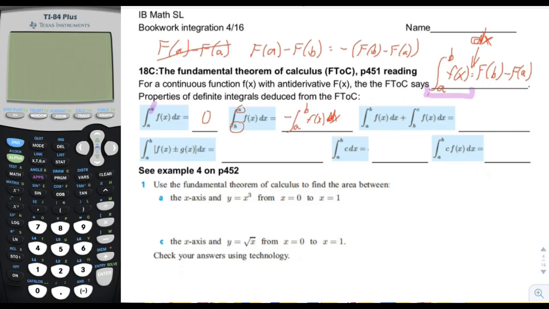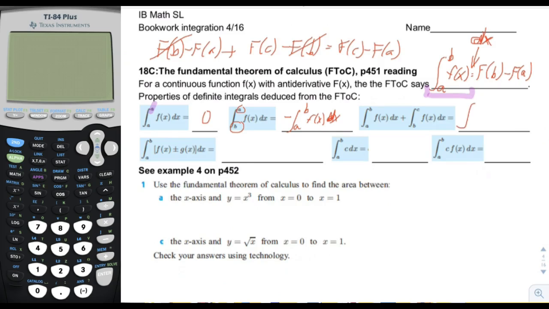Now the next one has the integral from a to b, and then adds it to b to c. If you look at this, that's equal to f of b minus f of a plus f of c minus f of b. Then you could simplify that. You have f of b minus f of b, so that cancels out, and you're left with f of c minus f of a. So that actually means it's the same thing as the integral from a to c of f of x dx.